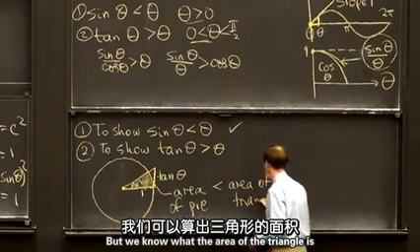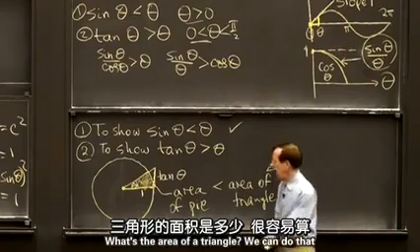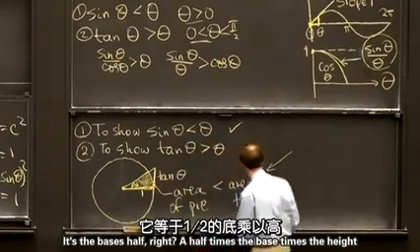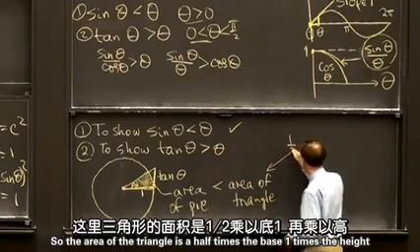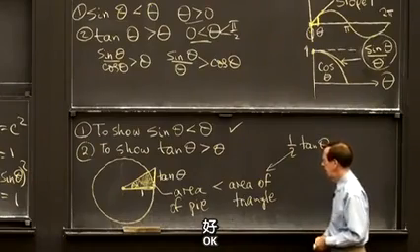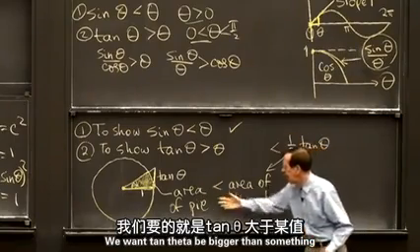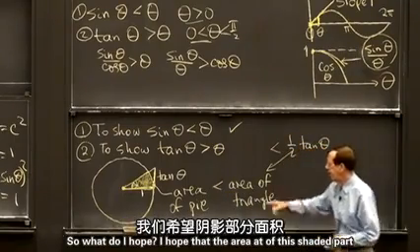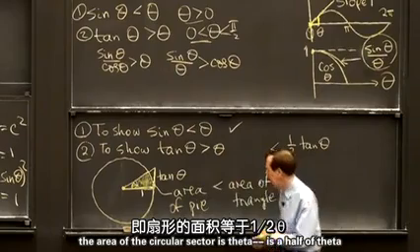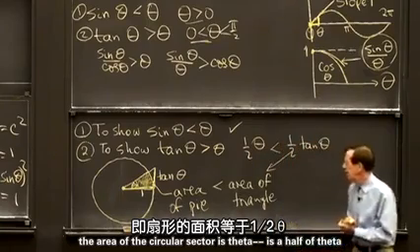But we know what the area of the triangle is, right? What's the area of a triangle? It's a half times the base times the height. So the area of the triangle is a half times the base 1 times the height. Notice we've got the sign going the right way. We want tan theta to be bigger than something. So what do I hope? I hope that the area of this shaded part, the area of the circular sector, is a half of theta. Wouldn't that be wonderful?